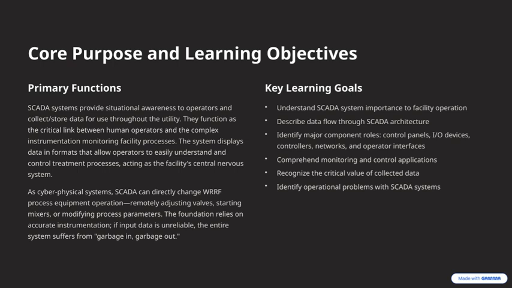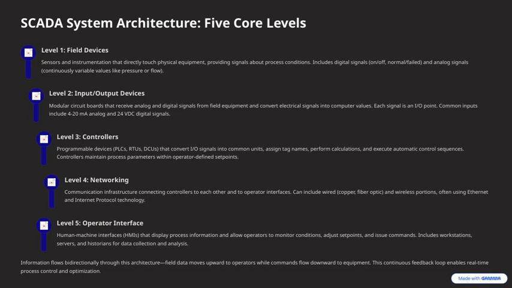If the input data is flawed, the entire system suffers from what we call garbage in, garbage out, meaning poor decisions based on unreliable data. Overall, SCADA systems are vital for providing real-time situational awareness and collecting data that supports operational decisions throughout the utility. They act as the central nervous system, translating complex process information into understandable formats, so operators can effectively control and optimize facility performance. In this architecture, information flows bidirectionally, meaning data moves both upward and downward through the system.